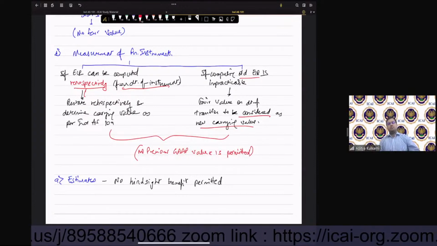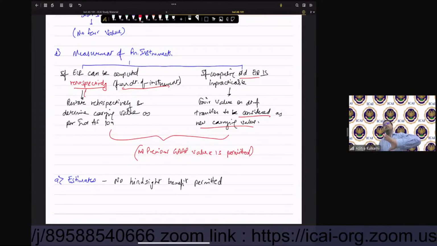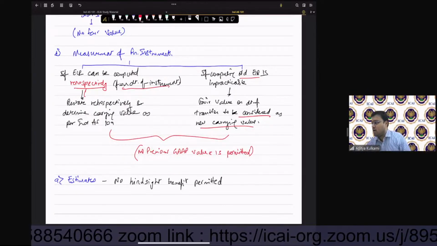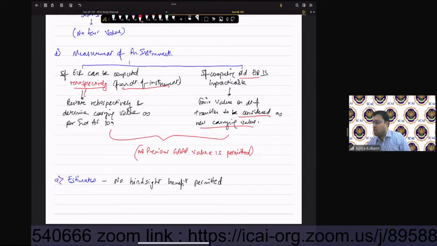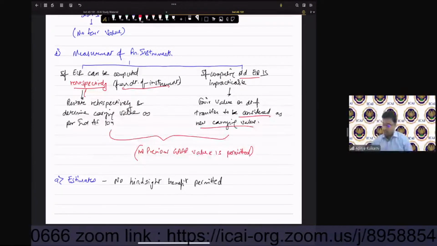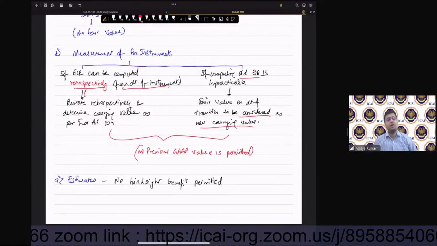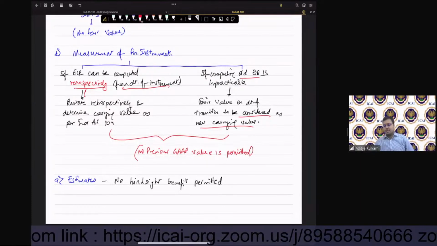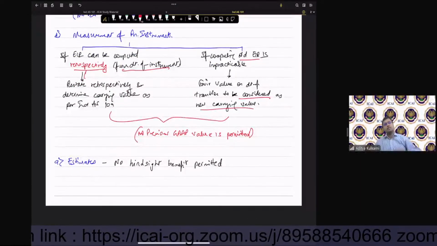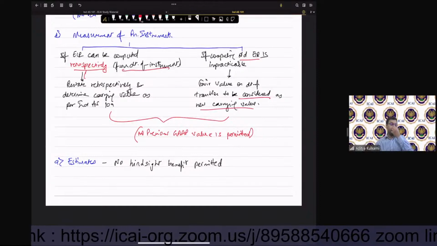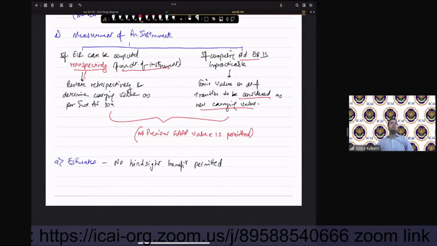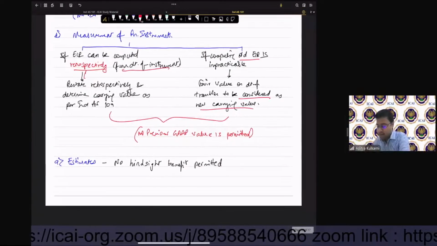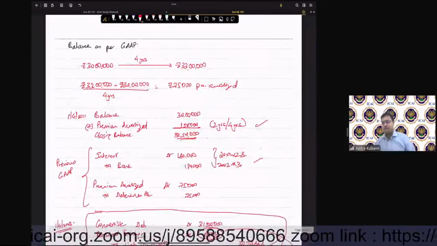And estimates. Since you are restating something which is already audited, the obvious question arises, sir, we got some additional information about certain estimates which we had taken. Do I restate those estimates? Answer is no, because those estimates were made at that point of time. The fact that you are now aware does not change that they were estimates as at that date. So no hindsight benefit in respect of estimates is permitted.